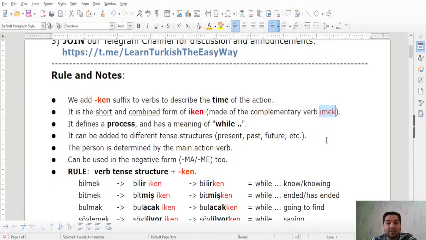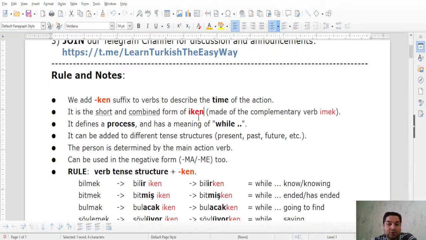So in specific places it is considered a replacement of the verb to be in English. Imek is not really an independent verb. It becomes meaningful only in specific cases, like verb to be cases and so on. One of the uses of this imek is this iken. This iken is made of imek.